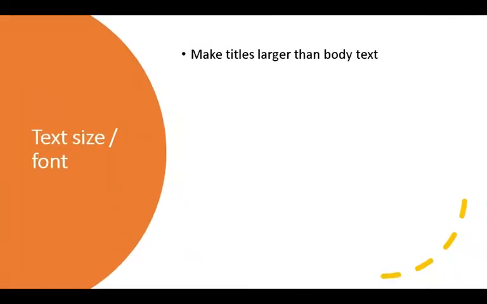Now, in terms of your text size and font, it's really important that you try and make any titles that you use larger than your body text, because the title is obviously the standout and the first thing that will appear, and essentially the first thing you want us to look at as the viewer of your presentation. Ideally, you should only use a maximum of 2 font styles per slide. If you use too many font styles, it can distract the reader and actually be quite difficult to read. So you're aiming for some consistency with your text size and your font.